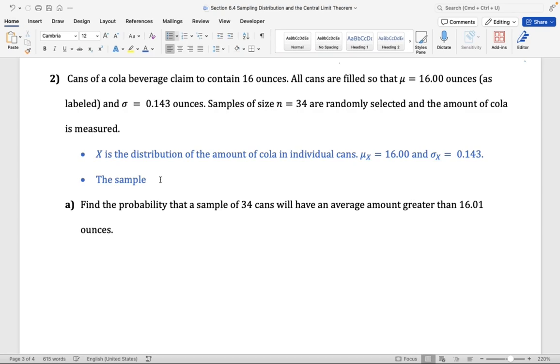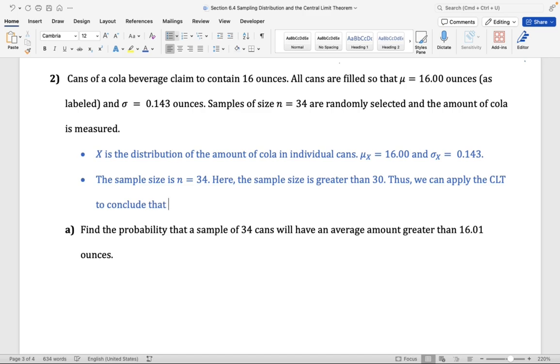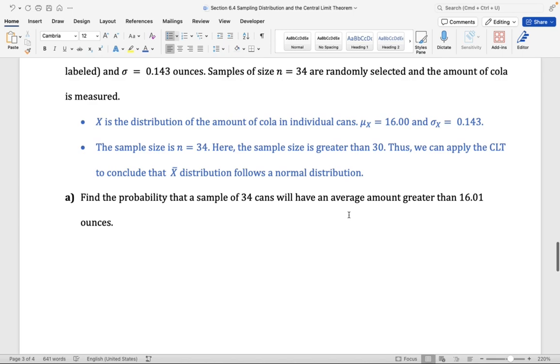We're also being told that the sample size is equal to 34. So n is equal to 34. Here, the sample size is greater than 30. Thus, we can apply the central limit theorem to conclude that the X bar distribution follows a normal distribution. And that is all I'm going to say for this part. Now, you're going to be answering the following question. Find the probability that a sample of 34 cans will have an average amount greater than 16.01 ounces.